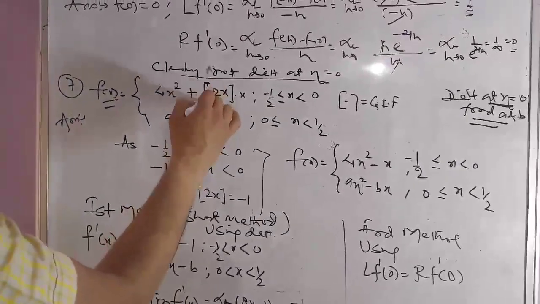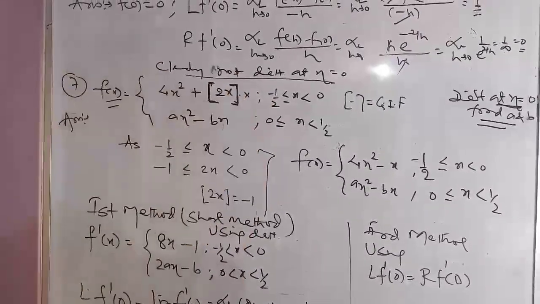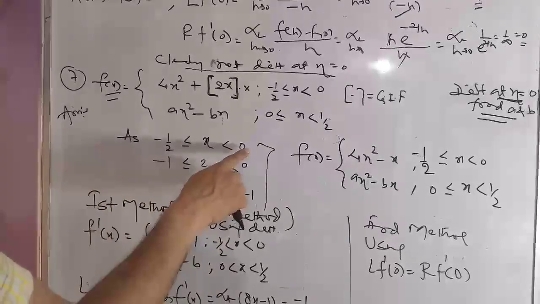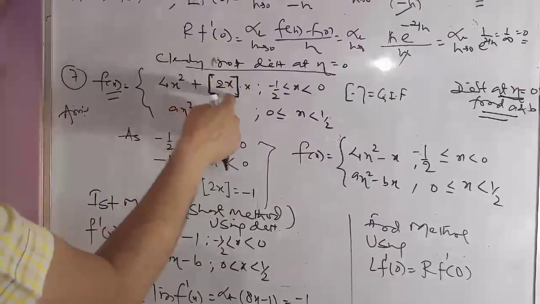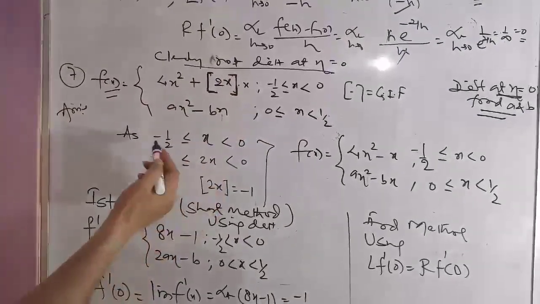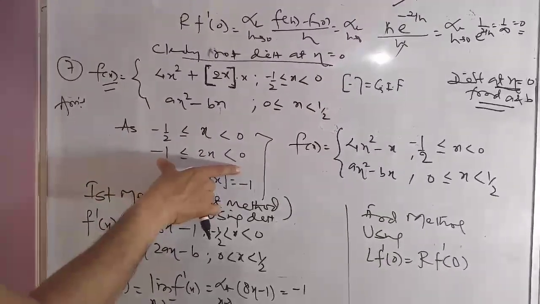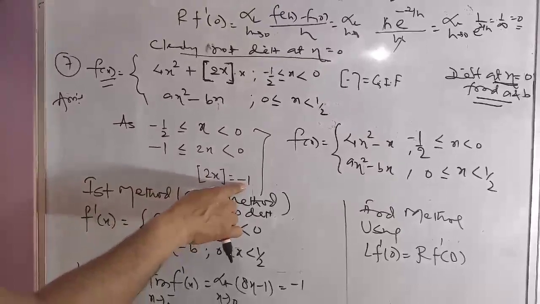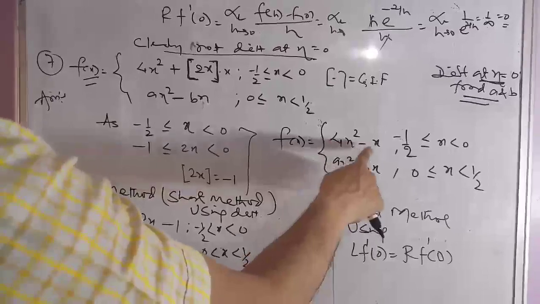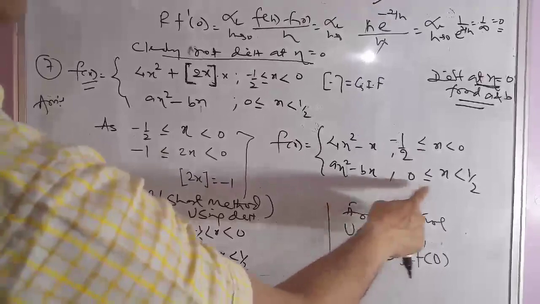First we remove the greatest integer function. Here x lies between minus 1 by 2 to 0. We have to find the integral part of 2x. So construct 2x by multiplying by 2 on both sides. 2x lies between minus 1 to 0. So integral part of 2x equal to minus 1. This factor becomes minus 1. So f x equal to 4x square minus x for x in minus half to 0, and a x square plus b x for x in 0 to half.